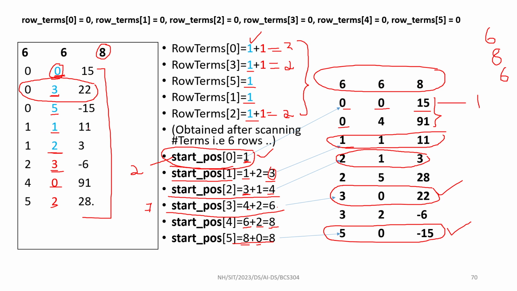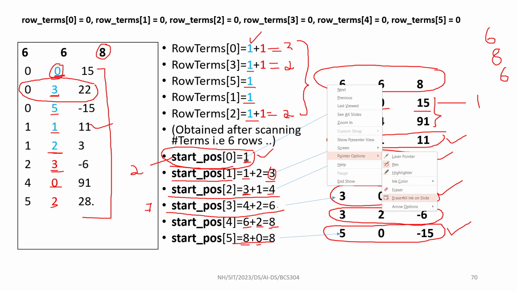Next, 1 comma 1. That means starting position of 1 is 3. Starting position of 1 is 3: 1, 2, 3. Here that will go. Then this one, 2, 1. The starting position of 2 is 4. In this place it will go, 2, 1, 3. Then 3, 2, 6. Starting position of 3 is not 6, it is 7. Here this will go.